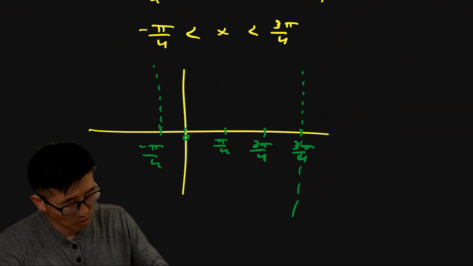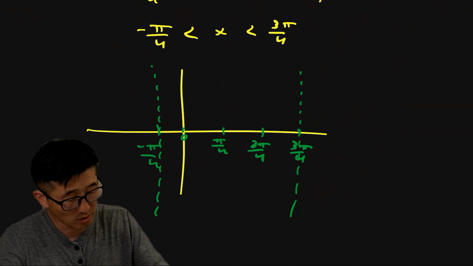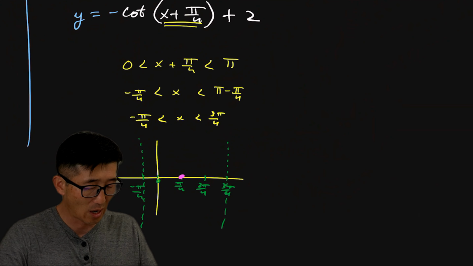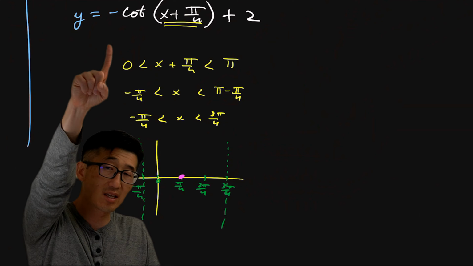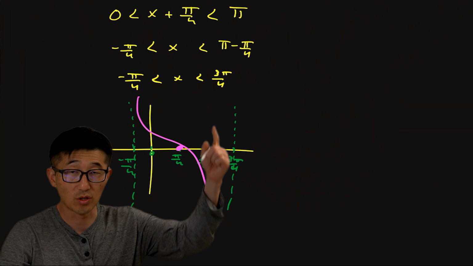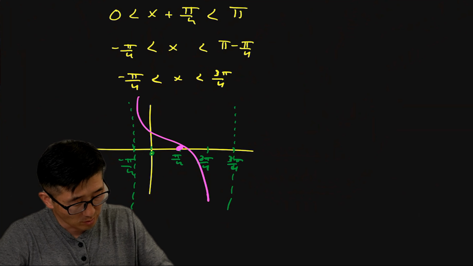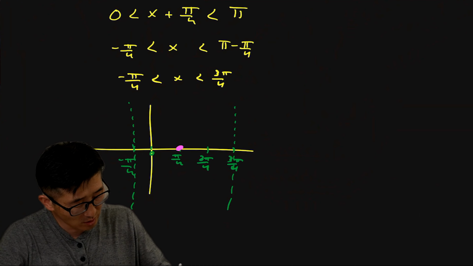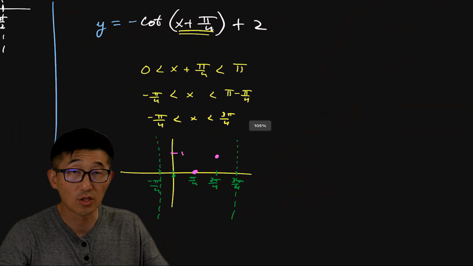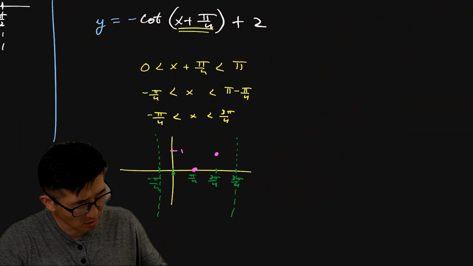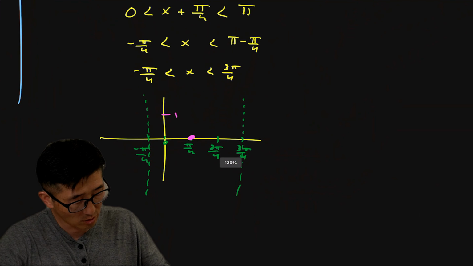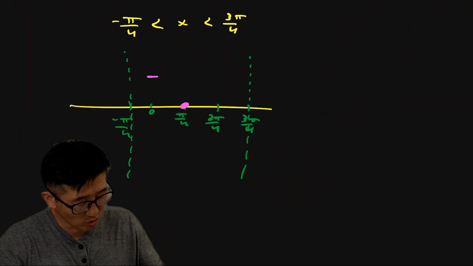Okay, there's your asymptotes. And where's our middle? It's right over here. And our amplitude is 1. And it's a negative. So instead of going like this, it's going to go the other way. So I'm going to erase that. And I'm going to put 1 here. Oh, sorry. You know what? It's plus 2. I totally forgot. So let me erase this. And I need to go up here now. Okay, I'm going to just regraph this.